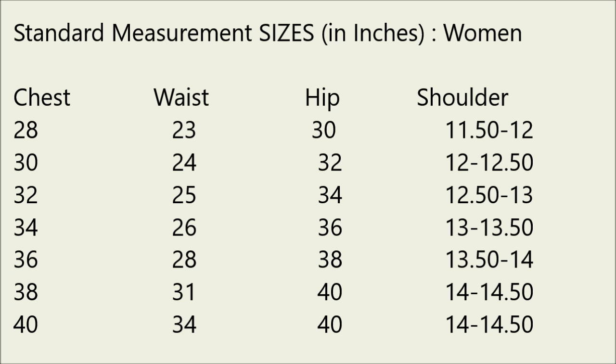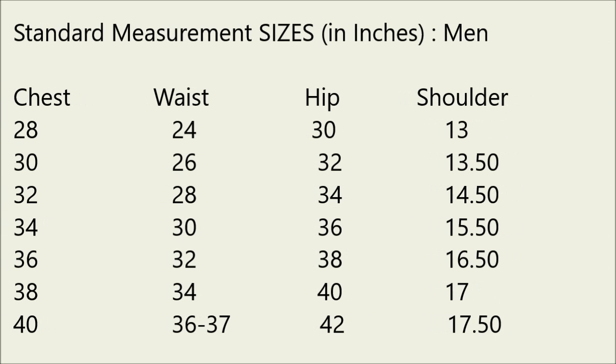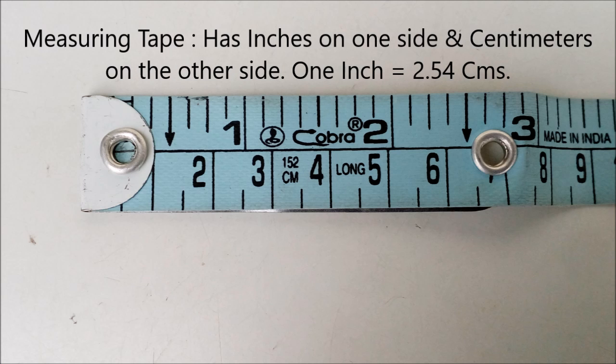So these are the standard sizes for women, and then we have the standard sizes for men, like boys till the grown-up men, like size 28 till 40 inches. You can see the difference between women and men. Generally the shoulder is wider, waist is wider, and the size differs a bit.